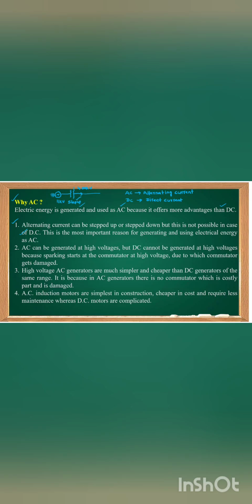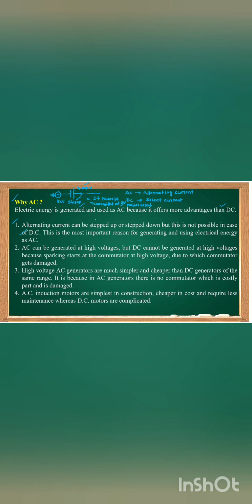Why do you step up the voltage? You have to transmit the power at high voltages, then power losses are reduced. That is, if power is transmitted at high voltages, then power loss is reduced. That's the reason why you step up the voltage.